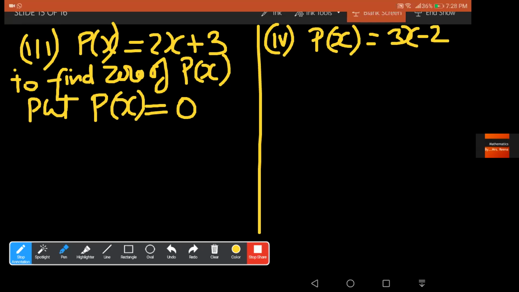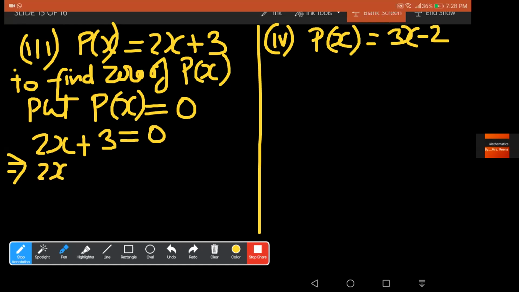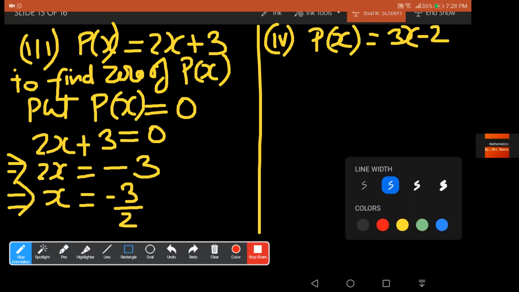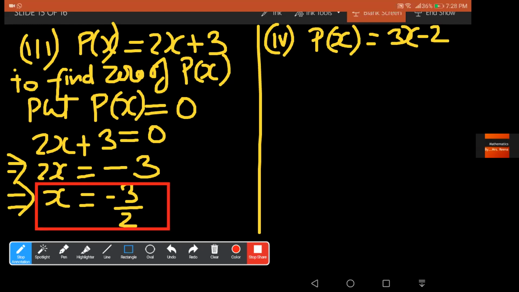So to find the zero of P(x), what will we do? We will put P(x) as 0 here. So what is given? What is the value of P(x)? 2x + 3. So if 2x + 3 is equal to 0, this implies 2x is equal to -3, as the 3 transposes to the other side. Then the 2 will transpose there and we can write x = -3/2. So what is the required zero here? x = -3/2 is the required zero for this question.